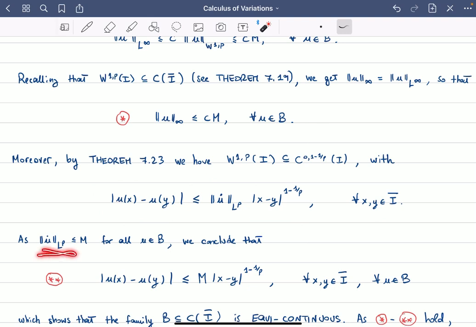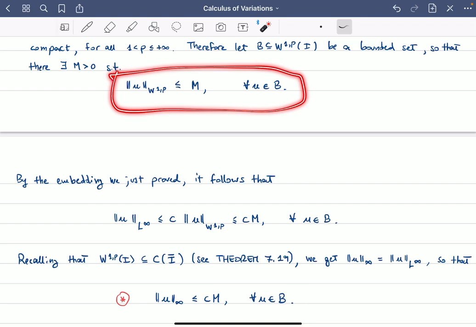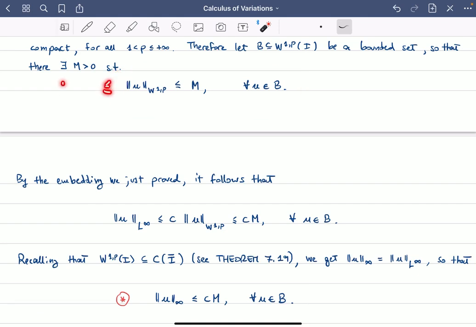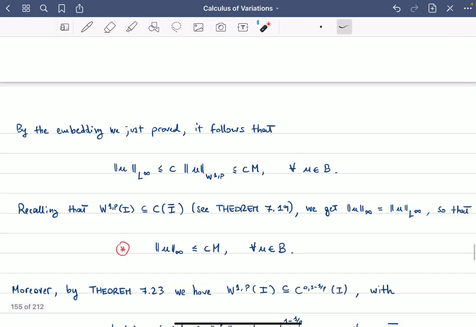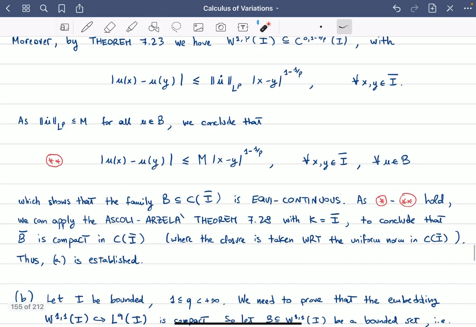Now remember that the LP norm of U dot is less or equal than m for all U in B, because we're assuming that this holds. So by recalling that, we can use this estimate to conclude that this absolute value is less or equal than m times the distance between the two points to the power of 1 minus 1 over P. And this will be true uniformly in B. This immediately shows that the family B is equicontinuous.